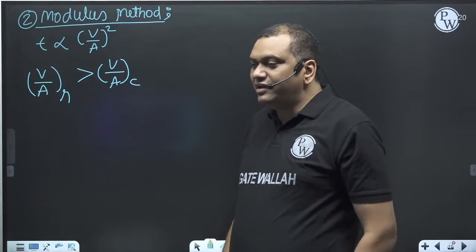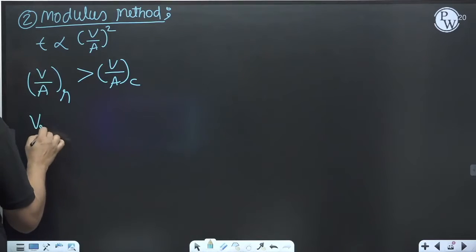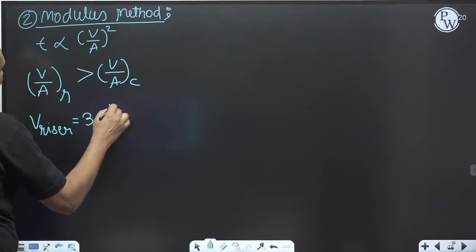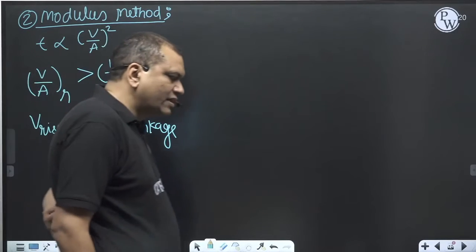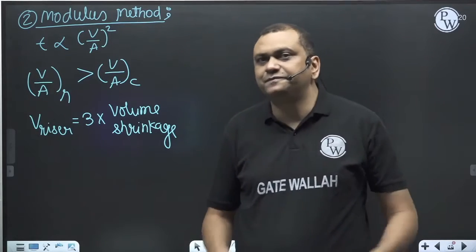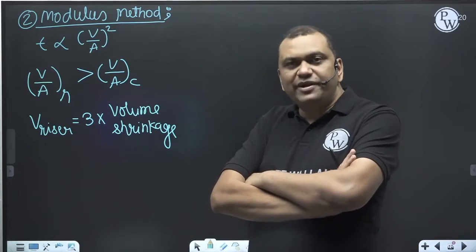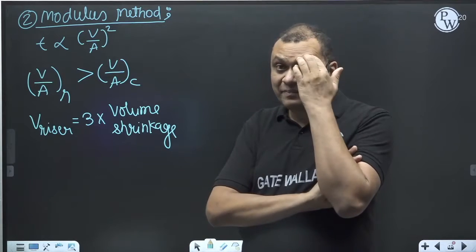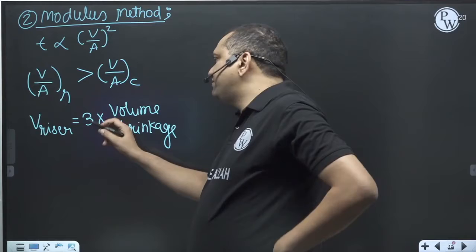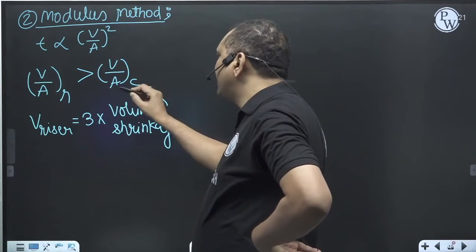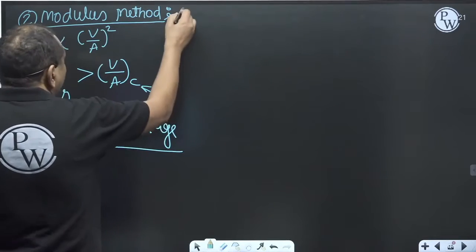So initially what you do, I hope everybody is hearing very, very carefully. Initially, the riser volume, you take it as 3 times the volumetric shrinkage. In other words, when the volumetric shrinkage is given to you, it means you have to apply the modulus method. After this, volume of riser is 3 times the volumetric shrinkage. You confirm with this expression whether it is correct or not. Okay? So here also I will take one example.